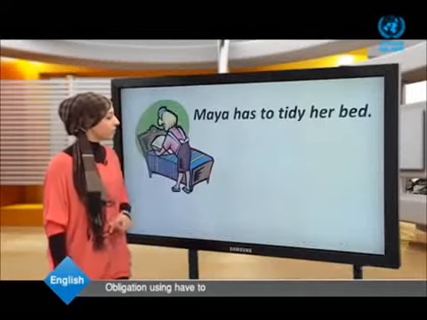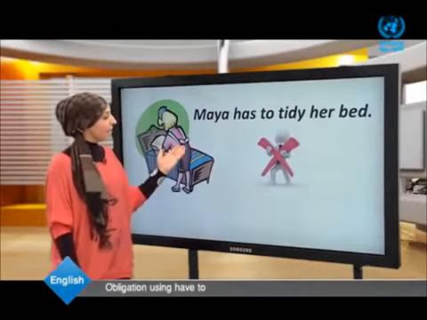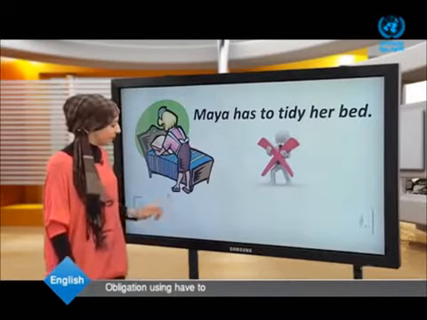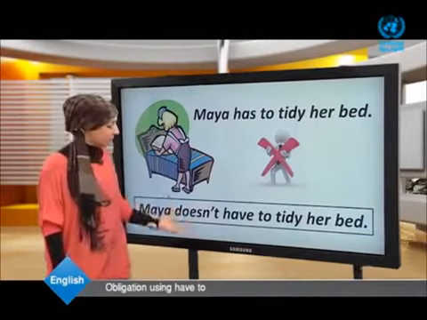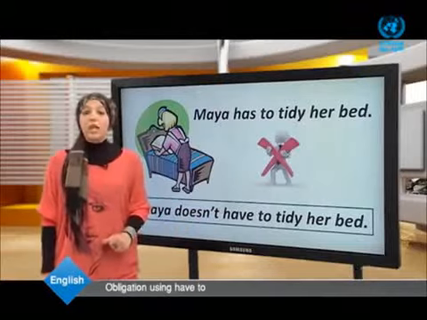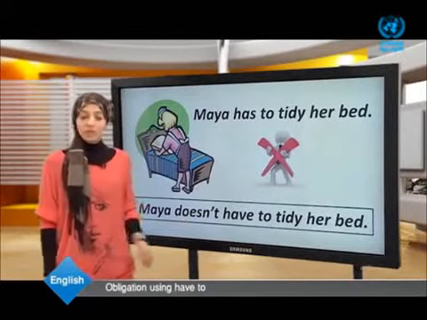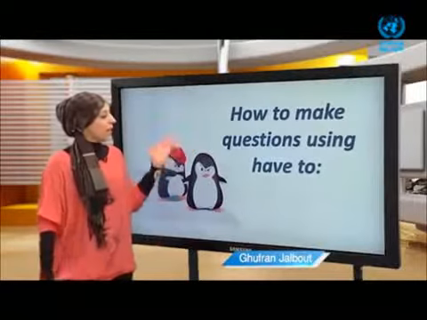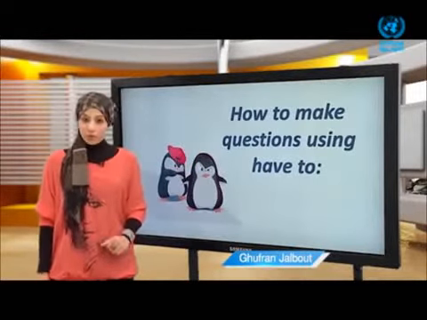Now the last one, look at Maya. Maya has to tidy her bed. Thank you. In the negative form, Maya doesn't have to tidy her bed. Now we're going to talk about forming questions, but after a short break. Stay with us. Now, how to make questions using have to.